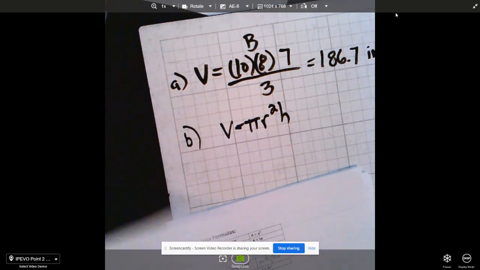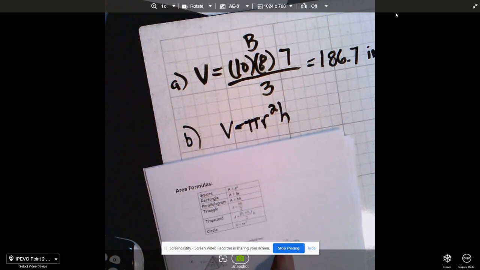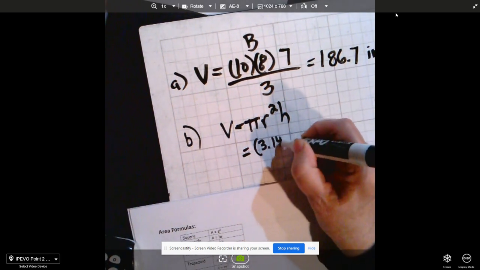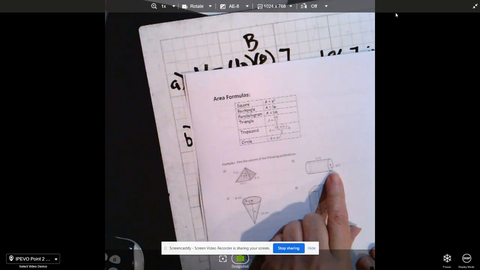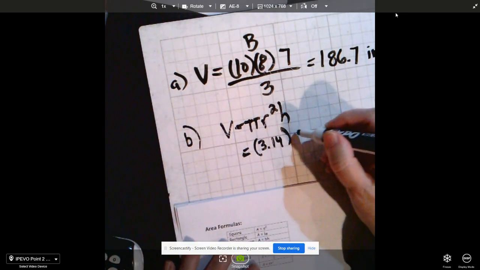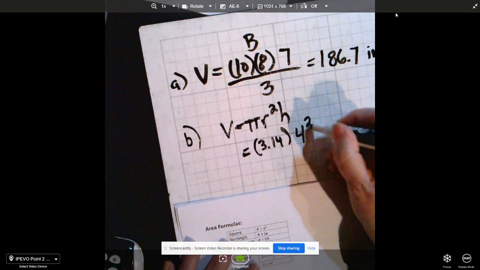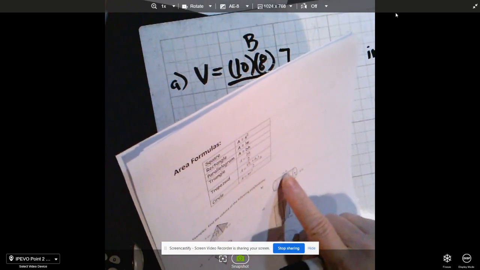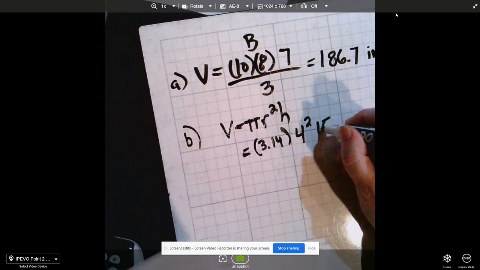Let's go ahead and look to see what variables we know. Well, we said we're going to use 3.14 for pi. It gives us here that the radius is 4, and they gave me the radius, not the diameter. And the height is the length that joins the 2 bases, so that would be 15.